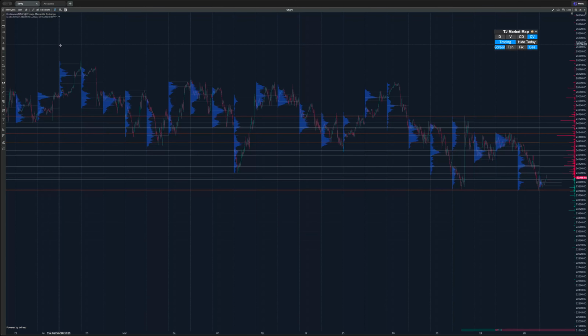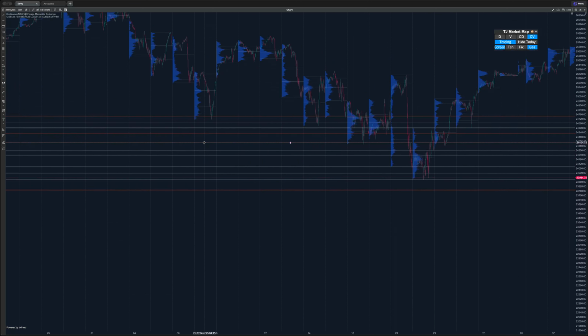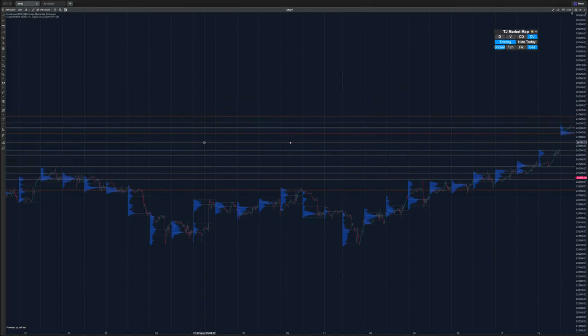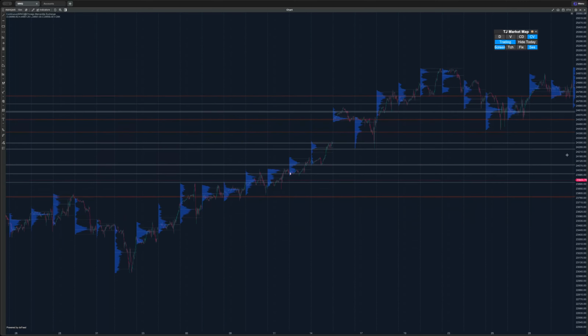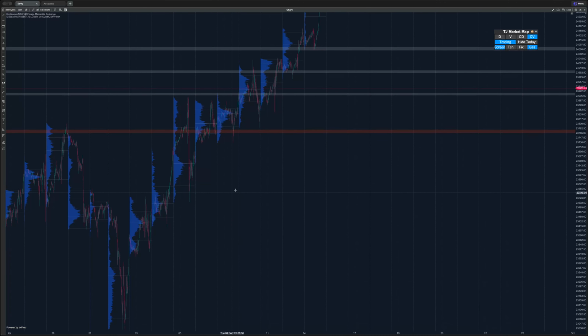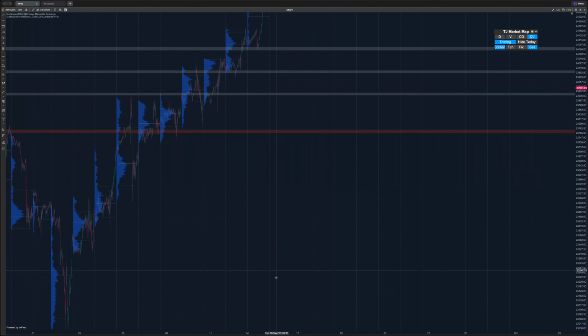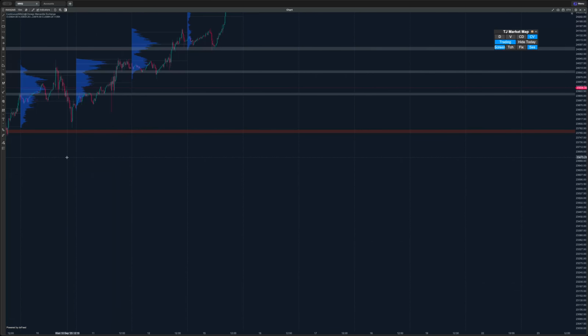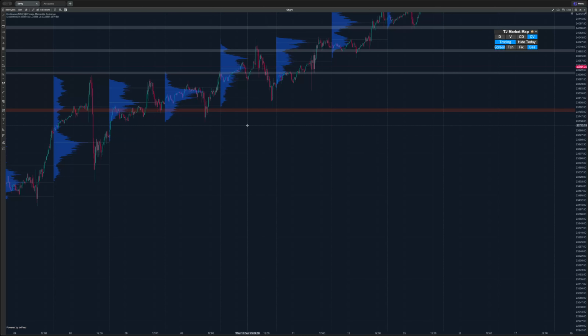So let's see that we find the data. I loaded the data already. So below this area here, we have not been there since, let me check, September 2025. So that's going to be the area which we are focusing on for the moment to find our locations. We have here an area which got rejected a couple of times, so we definitely mark this one as a potential reaction, and for sure we have a daily mark on that one.